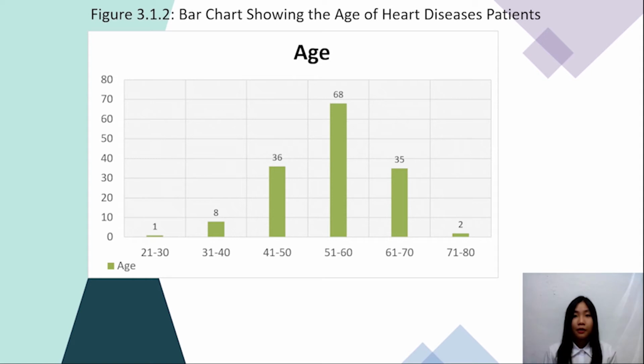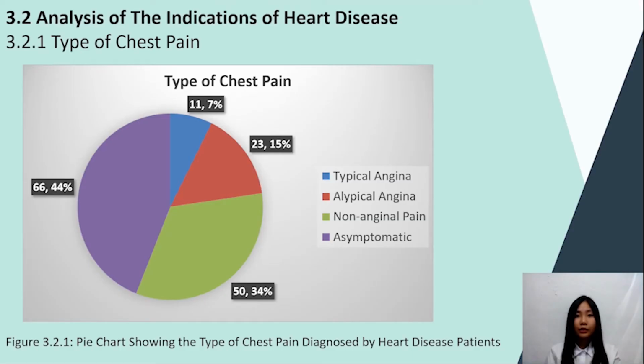The highest bar in the bar chart shows that 68 patients in the age class between 51 to 60 years old were the most heart disease patients, which occupied 46%. Then I will move on to the analysis of the indication of heart disease.